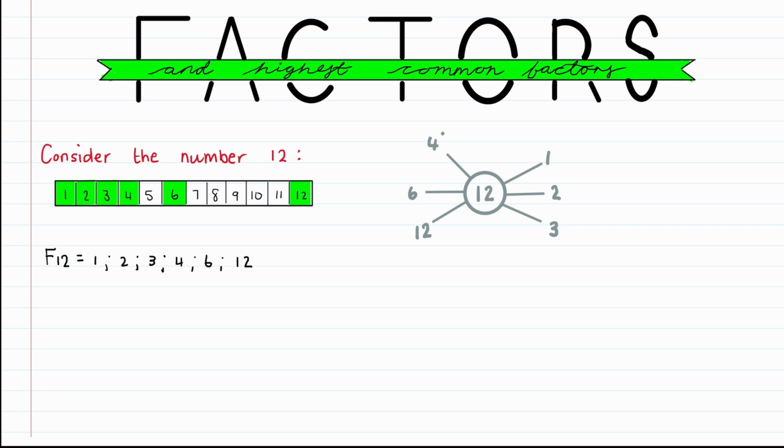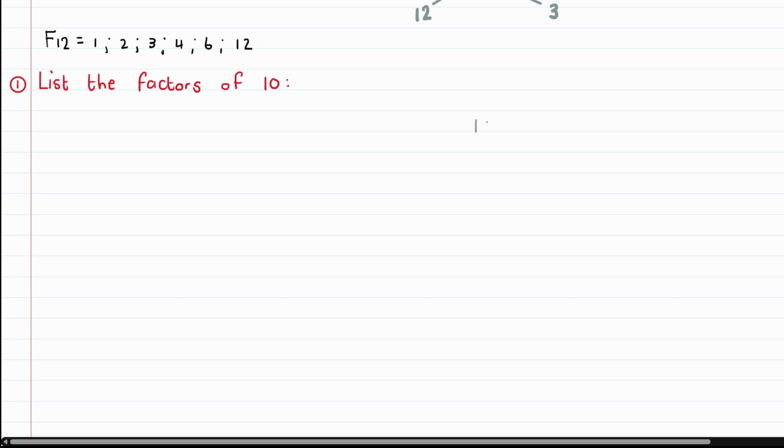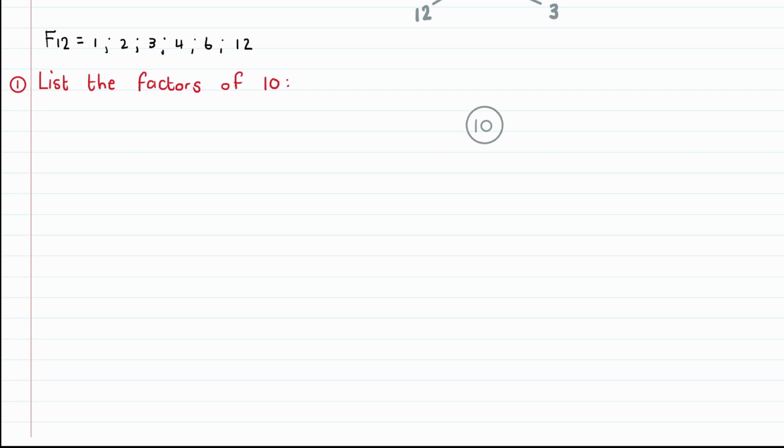Let's try some examples. Number 1 asks us to list the factors of 10. In pencil, I'm going to do my factor sun off to the side. Write the number 10 in a circle and then draw your first ray, always starting at your first natural number, which is 1. We know that 10 divided by 1 is going to give us 10. The next natural number is 2. 10 divided by 2 is 5. The next natural number is 3.